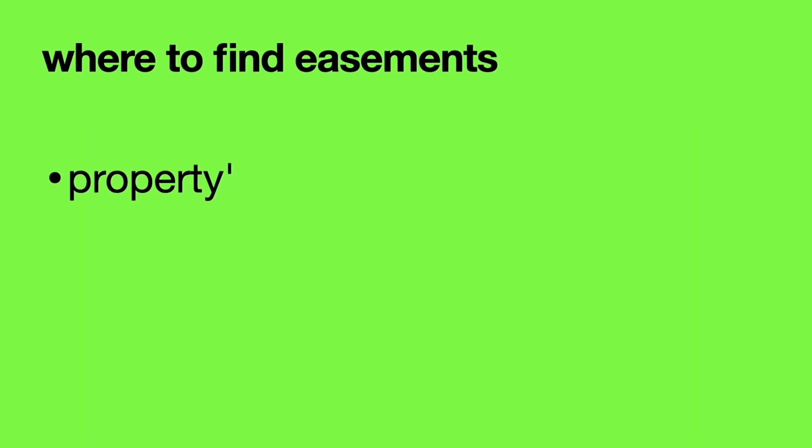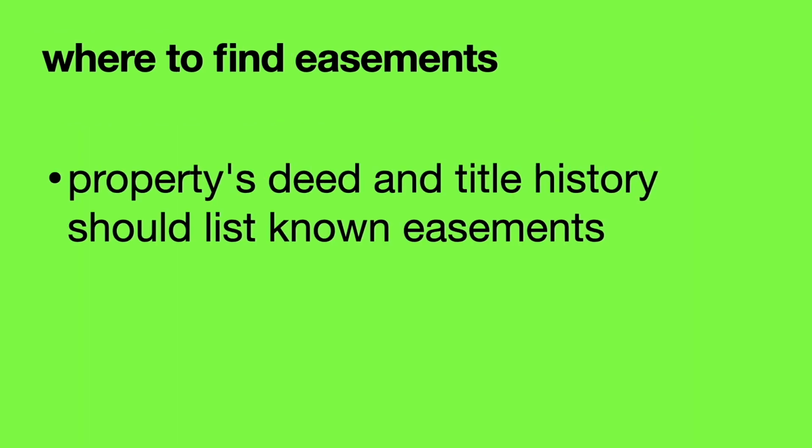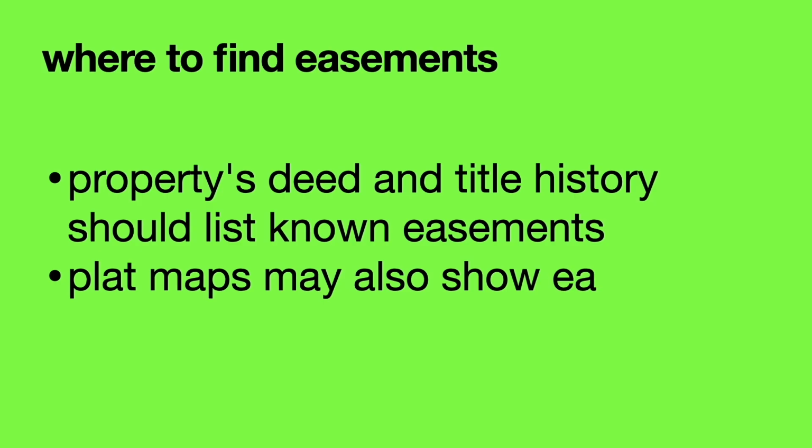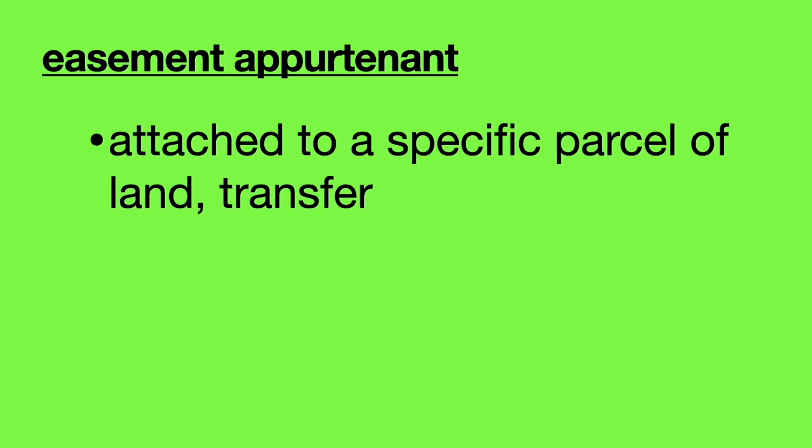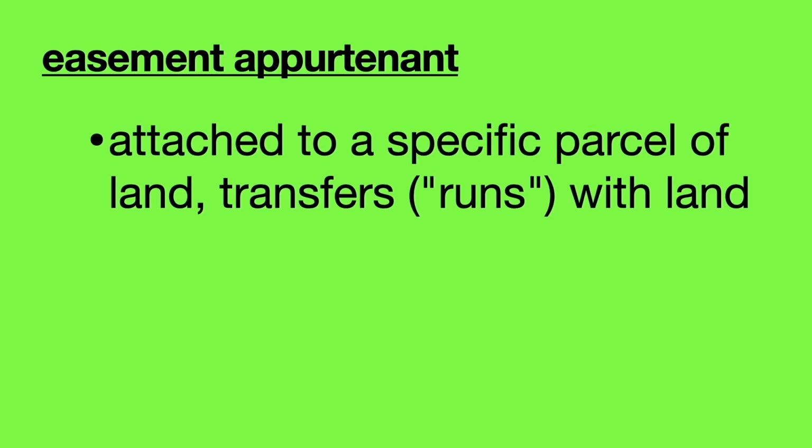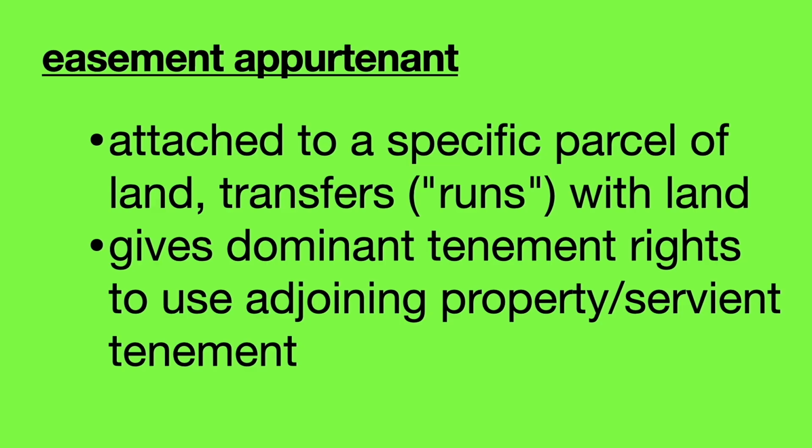The property deed and title history should list known easements. Plat maps may also show easements. Categories of easements include easement appurtenant, attached to a specific parcel of land, which transfers or runs with the land, and gives the dominant tenement rights to use adjoining property or the servient tenement.